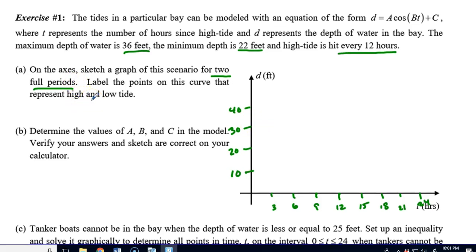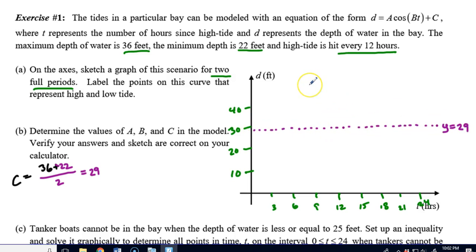All right, now in terms of starting to plot some points and figure out how this graph is going to be displayed here, we've got to use these values, the max of 36 and the min of 22. Well, I know the midline is right in the middle. It's the average of those. So let's go ahead and quickly find that average. And of course, that is the C value. So 29. Okay, now that I've established the midline, I know I can go above and below that midline the same amount. So it would be 7 above the midline to get to 36 and 7 below the midline to get to 22. So that all kind of squares out.